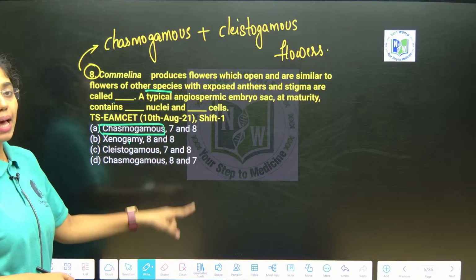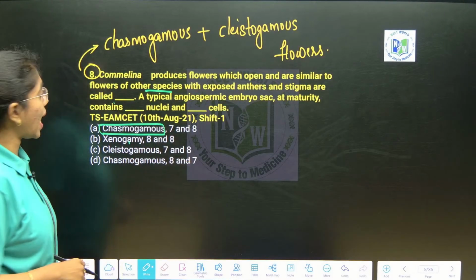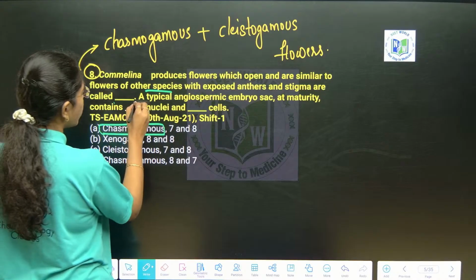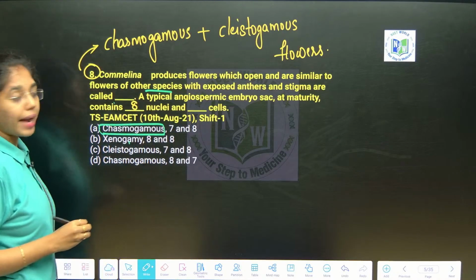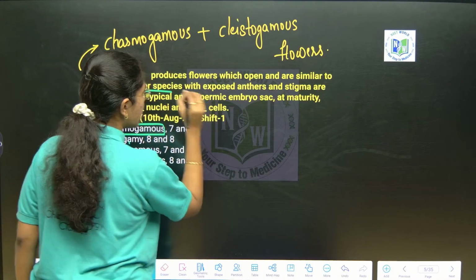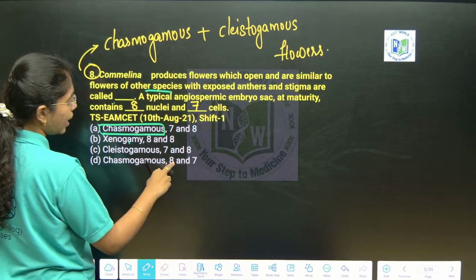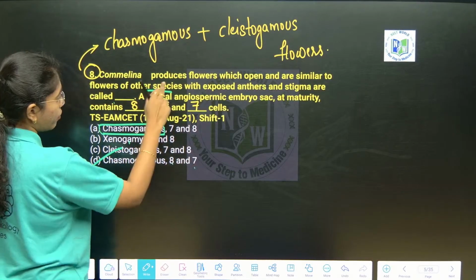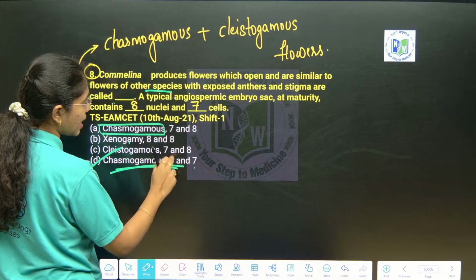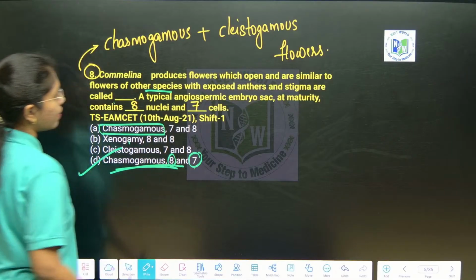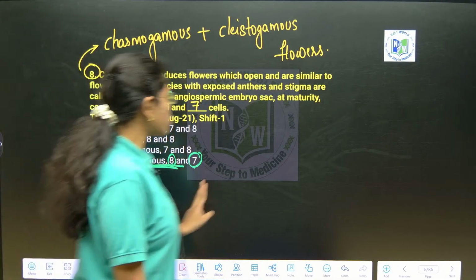A typical angiospermic embryo sac at maturity, how many nuclei does it have? 8 nuclei, and how many cells? 7 cells. Okay, it has 8 nuclei and 7 cells. So the flowers are chasmogamous flowers. It has 8 nuclei and 7 cells. Clear, right? So this is option D.